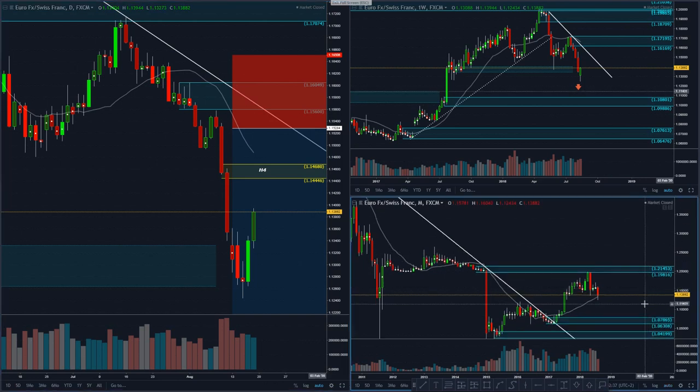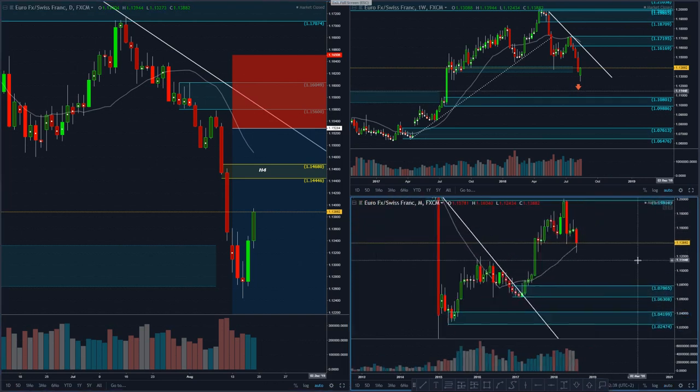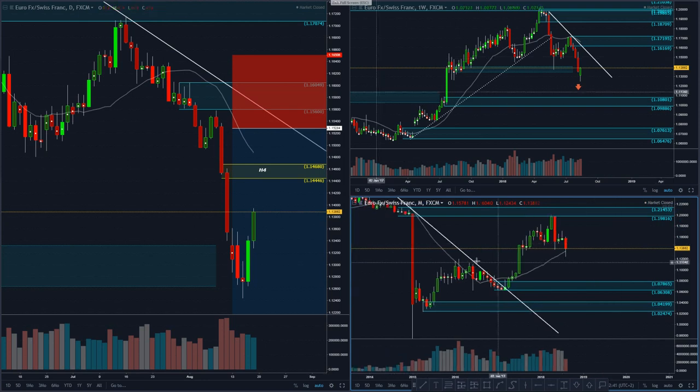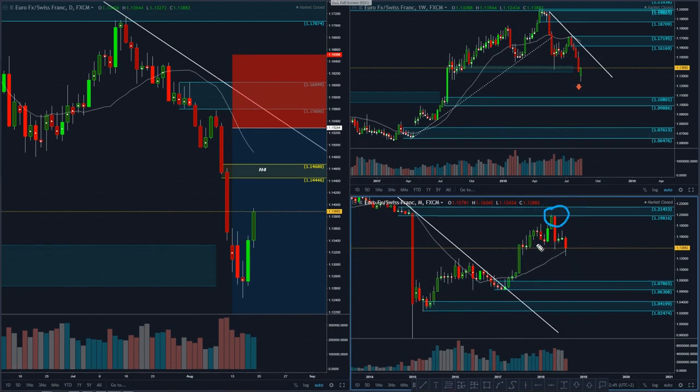This is the Euro franc. Euro franc is now in a nice consolidation on the monthly chart. However, I have this monthly supply zone in control, which is pushing price lower. Euro is weak, franc is getting stronger, and as I said, I'm expecting big power from the franc.